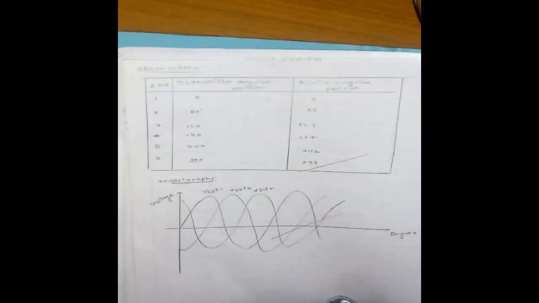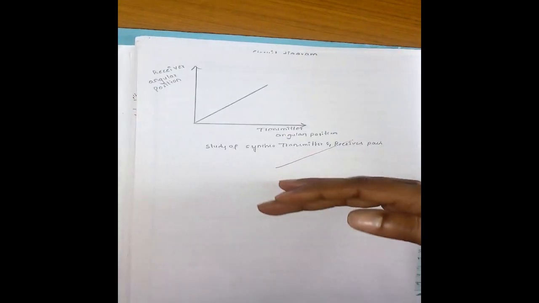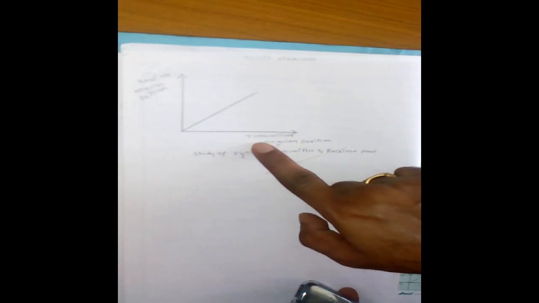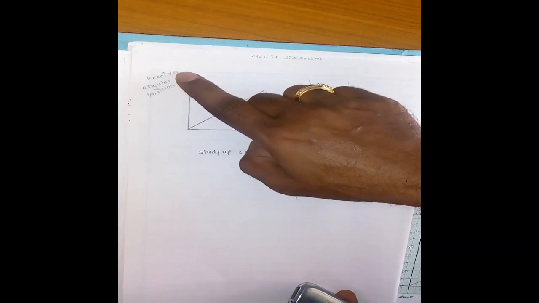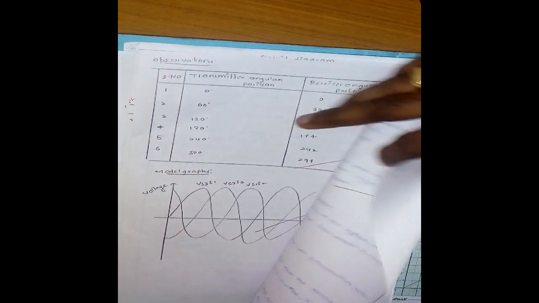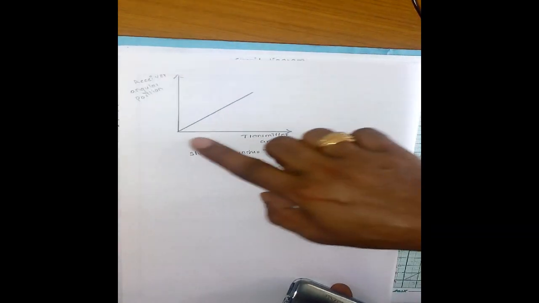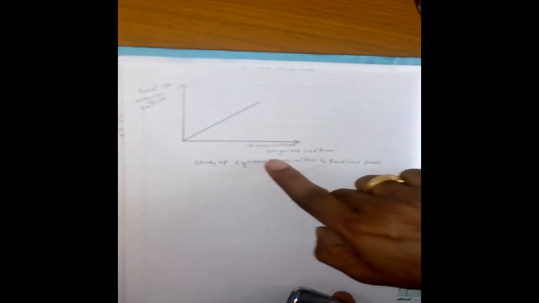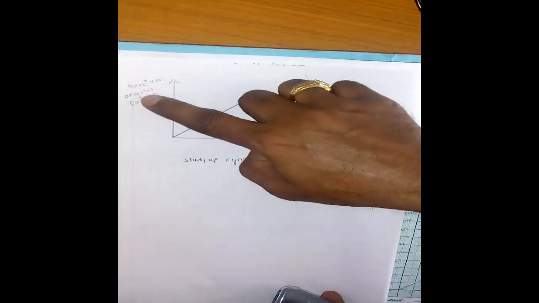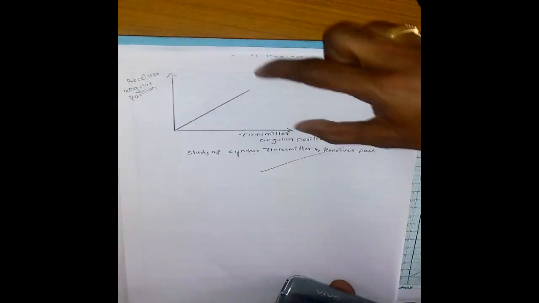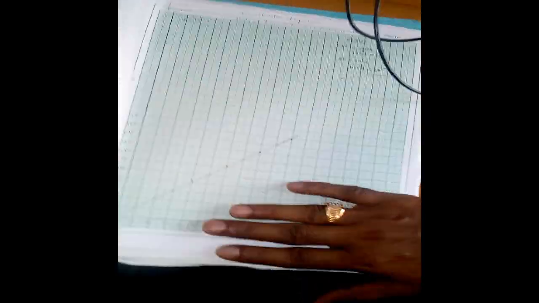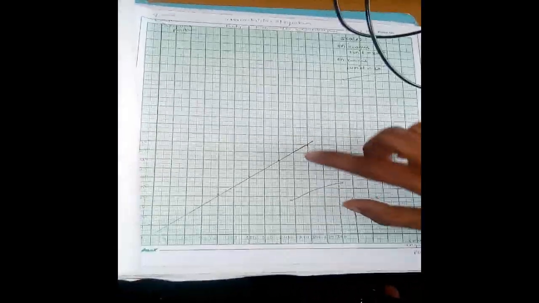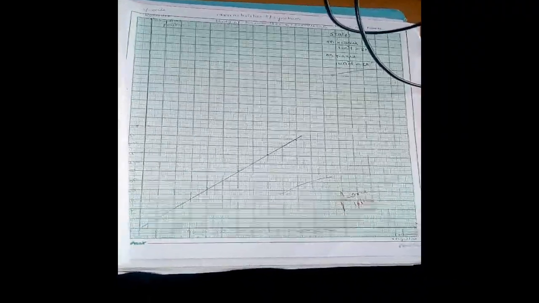we have to draw the waveform, that is the transmitter angular position. This is the transmitter angular position and this is the receiver angular position, and these are the values. By using these values, we are going to get a linear increment, that is linear changes between transmitter angular position and receiver angular position. Okay, this is the model graph. By using those values, we are going to get a graph like this. Okay, this is the graph related to the characteristics of synchros. This is about our second experiment.